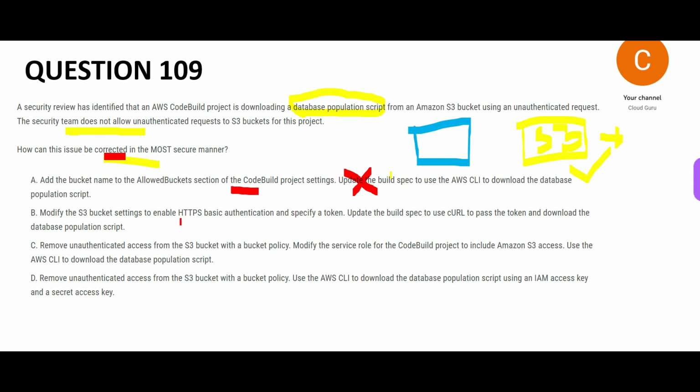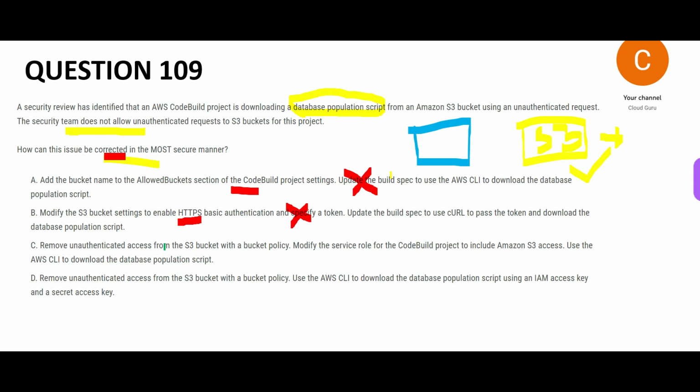Option B says modify the yellow box, which is fine. They are modifying it, but what are they doing? They will enable HTTPS authentication and specify a token. When we say unauthenticated, it may not mean it's an insecure connection, like HTTP. So this option is incorrect, because it can come through HTTP or HTTPS. Unauthenticated means this guy was not supposed to have access. Now we have to give this guy access. That is all it means.